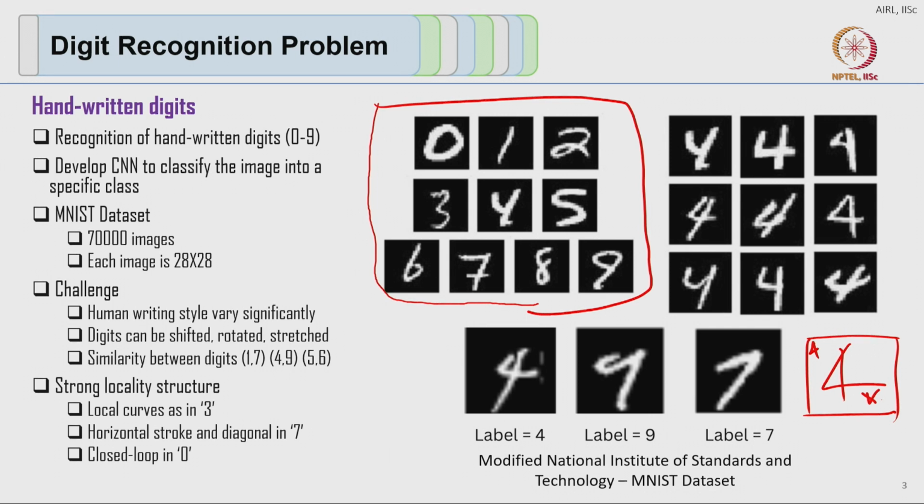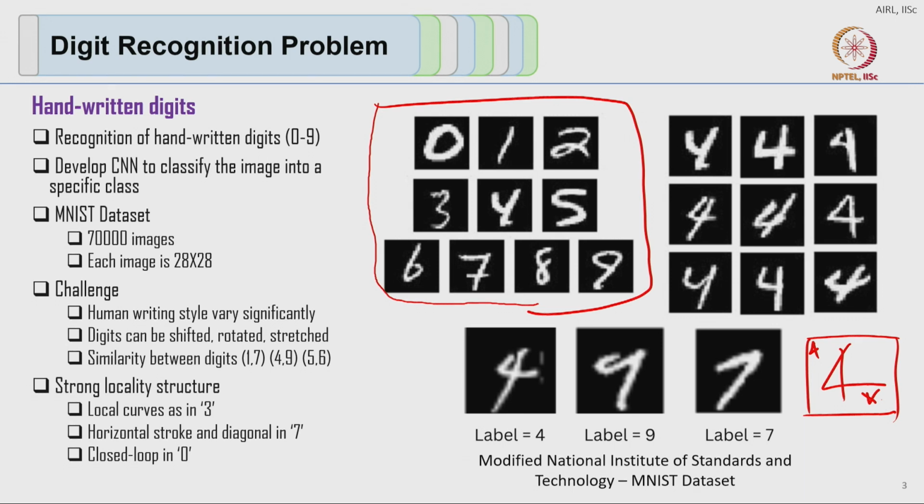In a given region, you are asked to write a number. You can write however you want, right? That data set is called the MNIST data set, Modified National Institute of Standards and Technology. That's the abbreviation, and they collected this data set. There are about 70,000 images, and each image is 28 cross 28.